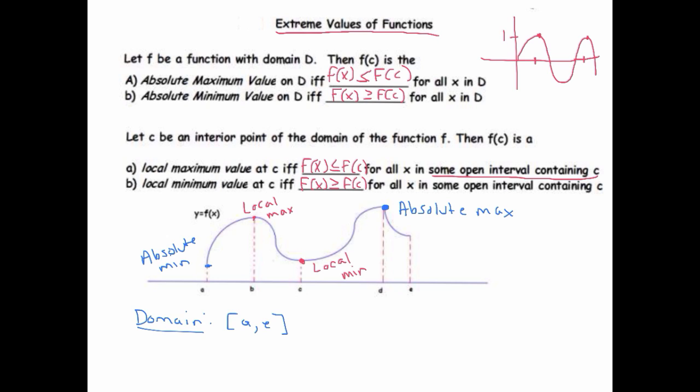And it looks like we can also identify this absolute max as a local max, because if f of D is bigger than or equal to f of x for all x in the domain, then it's obviously going to be bigger than or equal to all f of x in its immediate neighborhood as well.